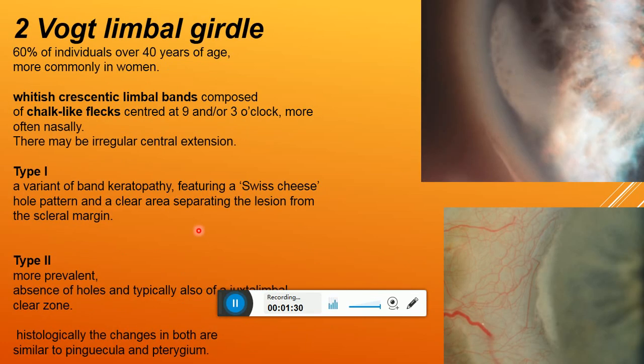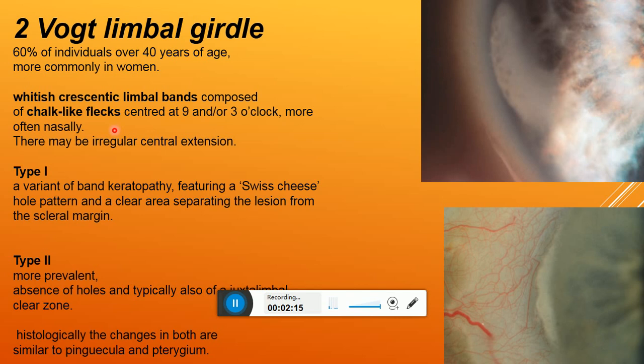The second type of age-related degeneration is white limbal girdle. White limbal girdle is an innocuous condition present in up to 60% of individuals over 40 years of age, more commonly in women. It consists of whitish crescentic limbal bands composed of chalk-like flecks, centered at 9 and 3 o'clock, more often nasally. There may be irregular central extension.